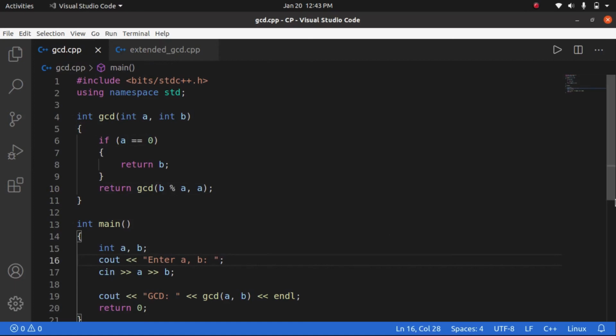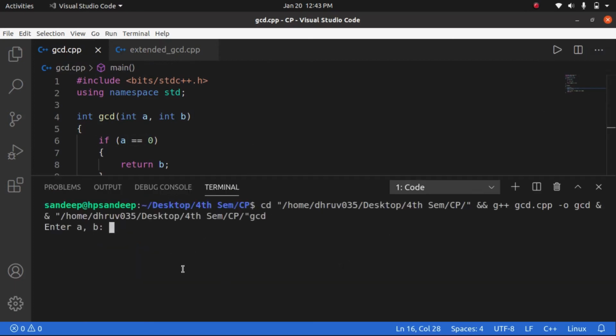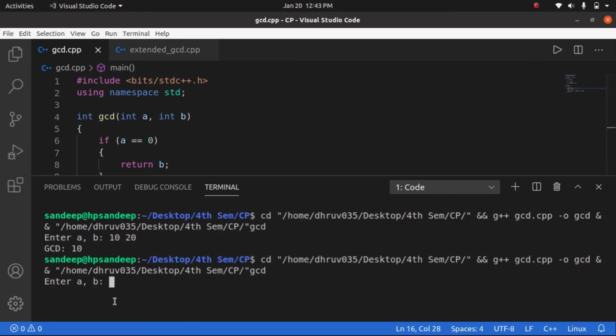Okay, so let's run it to check. So we give 10 and 20. We get 10. Okay, let's run it again. So let's say 35 and 28. We get 7. So yeah, this GCD function is working.